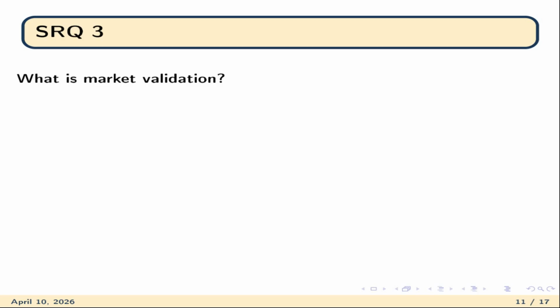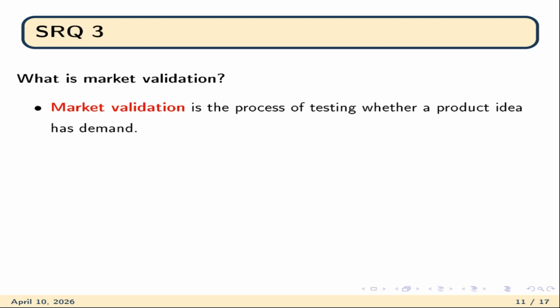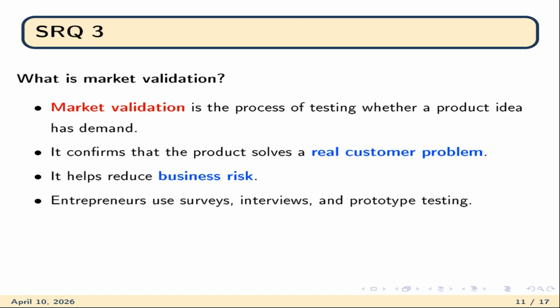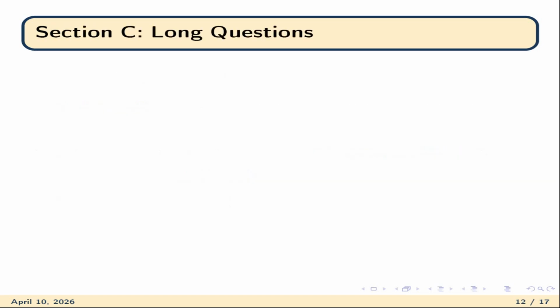What is market validation? Market validation is a process of testing whether a product idea has demand. It confirms that the product solves a real customer problem. It helps reduce business risk. Entrepreneurs use surveys, interviews, and prototype testing.